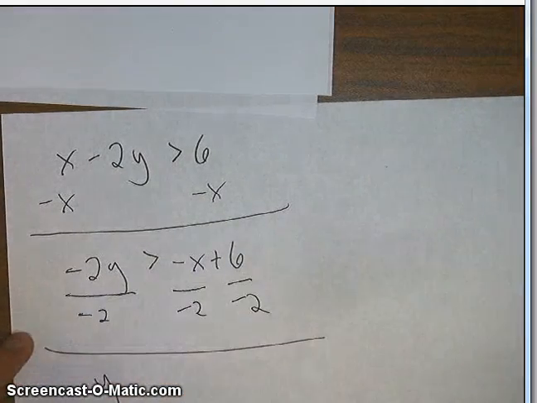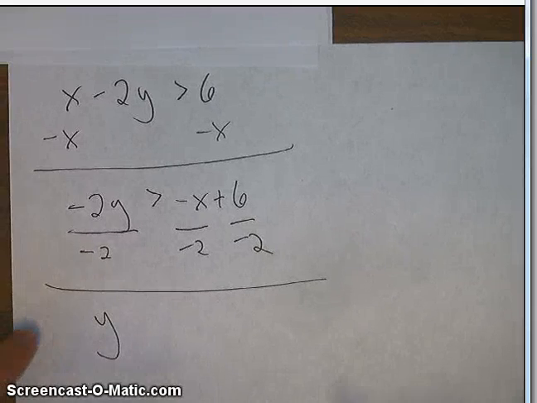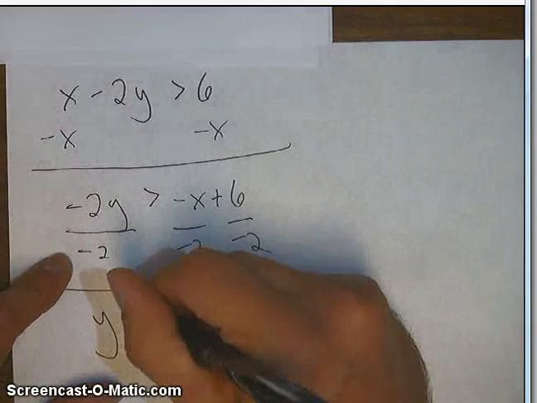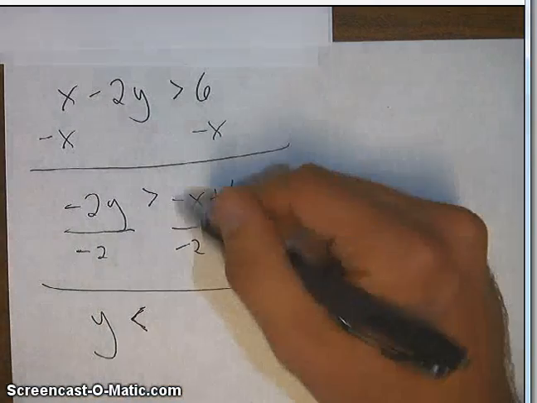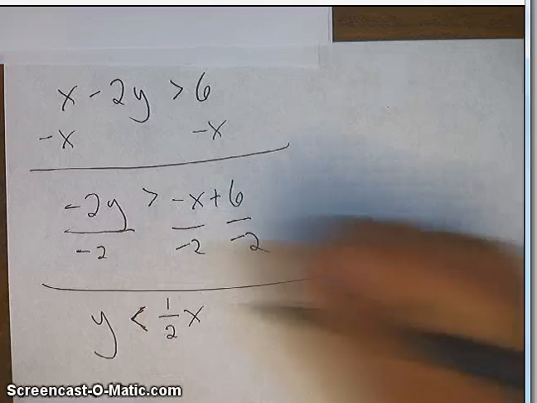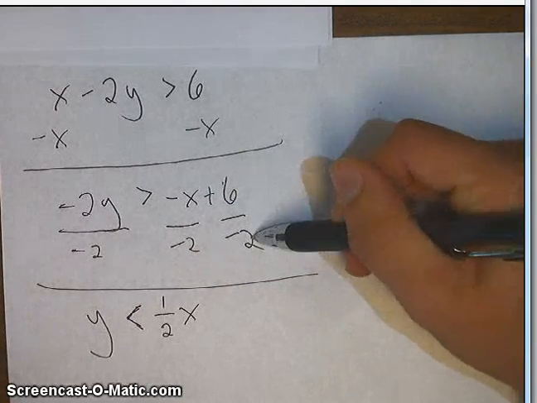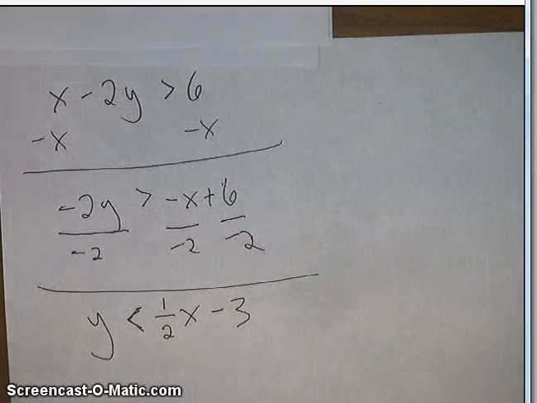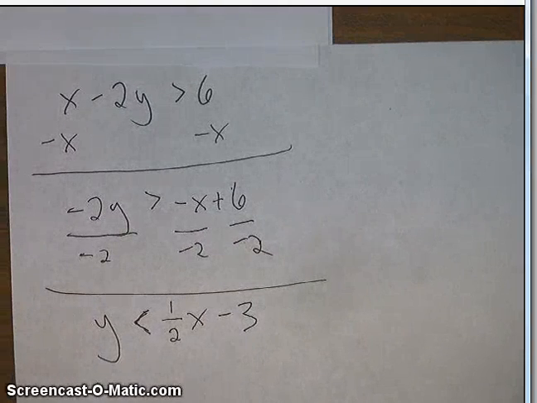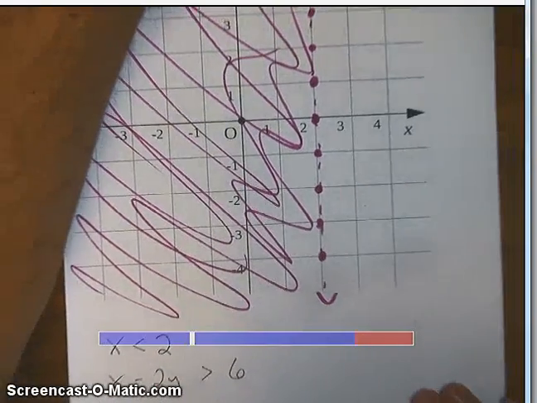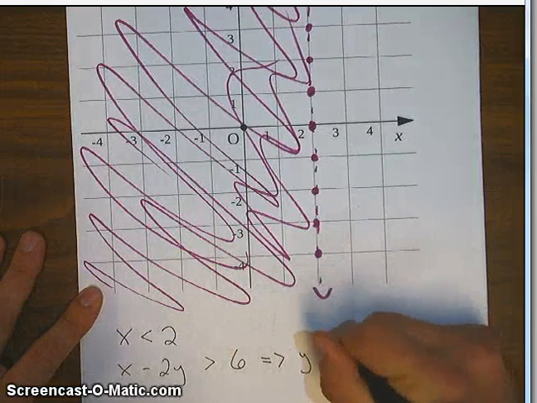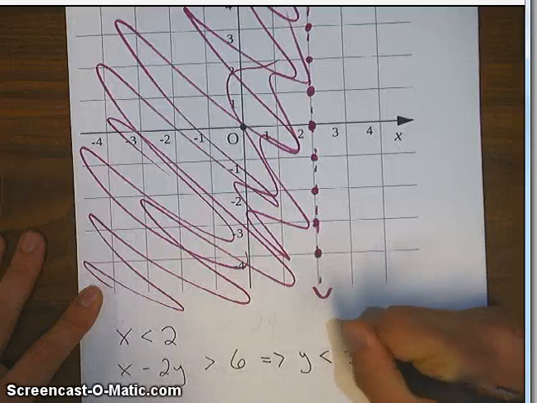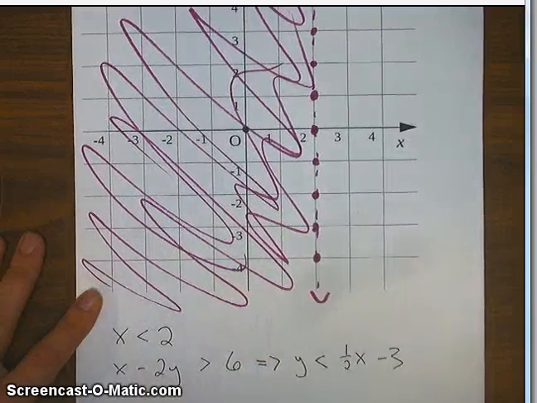So it's going to give me y, got the y by itself. But whenever you multiply or divide by a negative, you need to flip the inequality. Flip that inequality, make that less than. Those negatives cancel out. That gives me 1/2 x. 6 divided by negative 2 is negative 3. So now I've got that y by itself. I've got an equation I can write and graph. So I'm going to copy that over here. So this equation becomes y is less than 1/2 x minus 3, which I can graph.